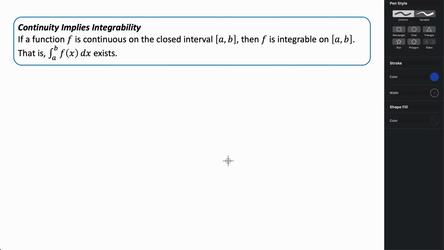So if you have a function that is continuous, then that implies that it is integrable, right? So say that 10 times fast. If a function is continuous on a closed interval from a to b, then f is integrable on that same interval. And basically that means that the definite integral on that interval would exist, right?